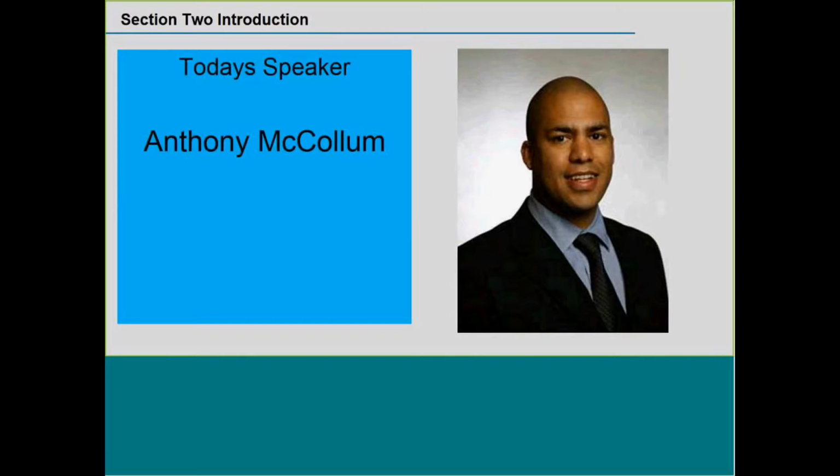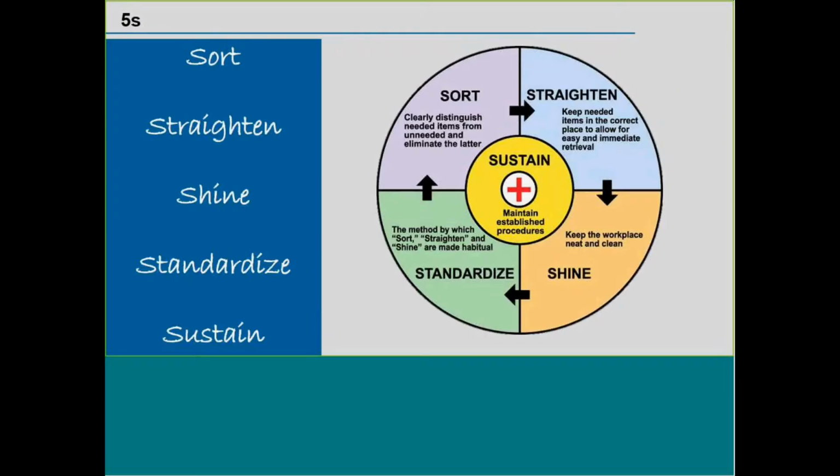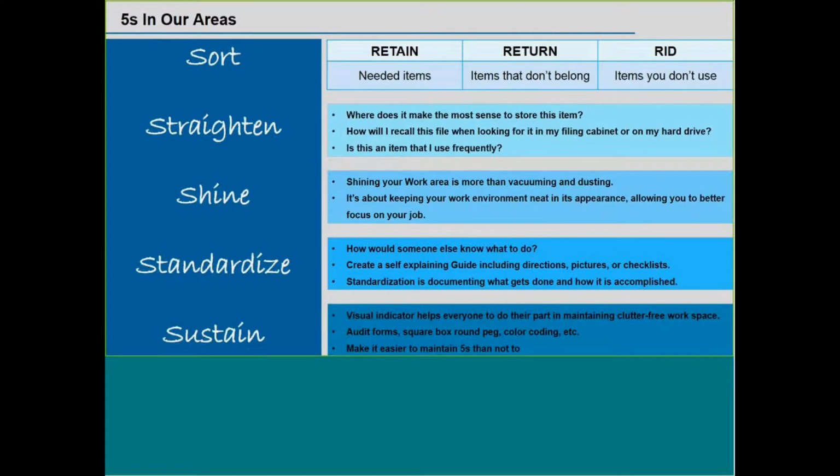I am your speaker, Anthony McCollum, and I am a Process Improvement Specialist. Today we will be reviewing 5S. 5S is a lean tool which helps us to achieve efficiencies and the reduction of waste through a clean and efficient work environment. 5S stands for sort, straighten, shine, standardize, and sustain. Let's dive in and learn a little bit more about 5S and how it can help us reduce waste in our work environment.